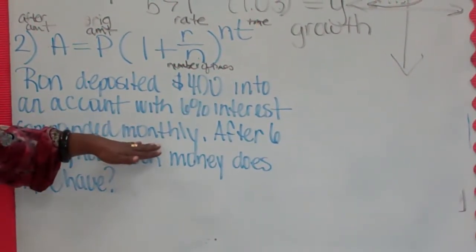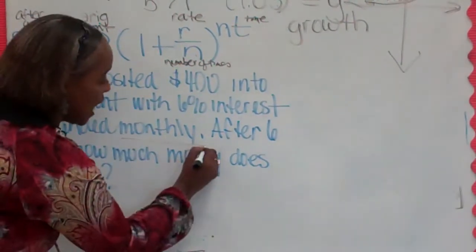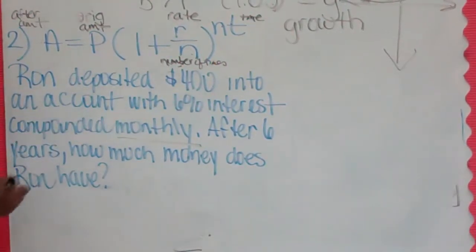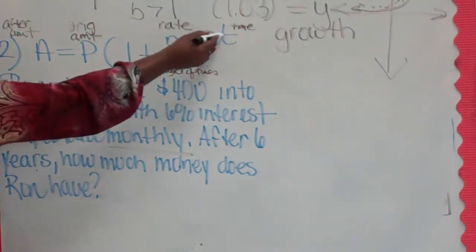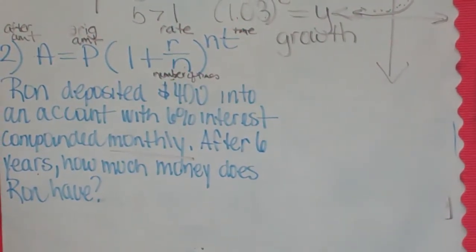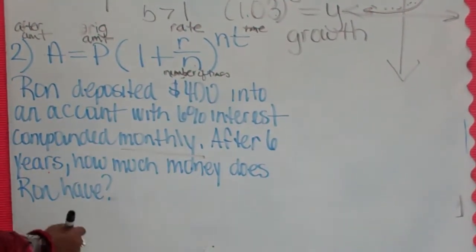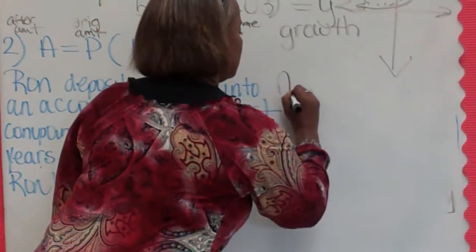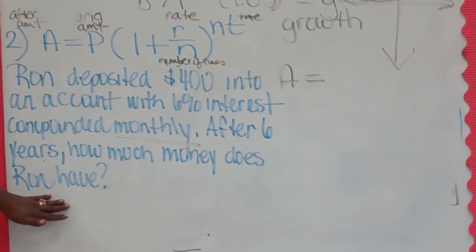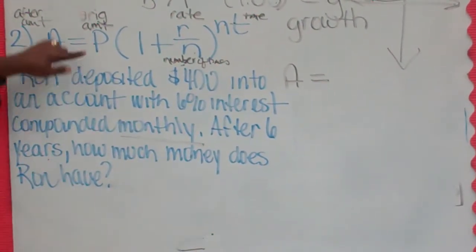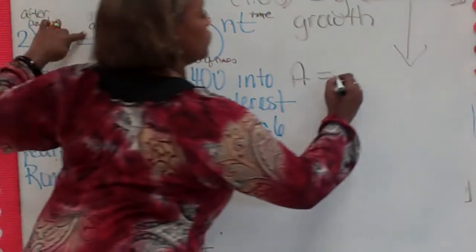Compounded monthly, there you go, that's the number of times: monthly, there are 12 months in a year. It says after 6 years, so there's your T. You have everything you need, you just need to plug it in. Alright, so we have A equals, how much money does Ron have at the end of 6 years? A equals the original amount, $400.